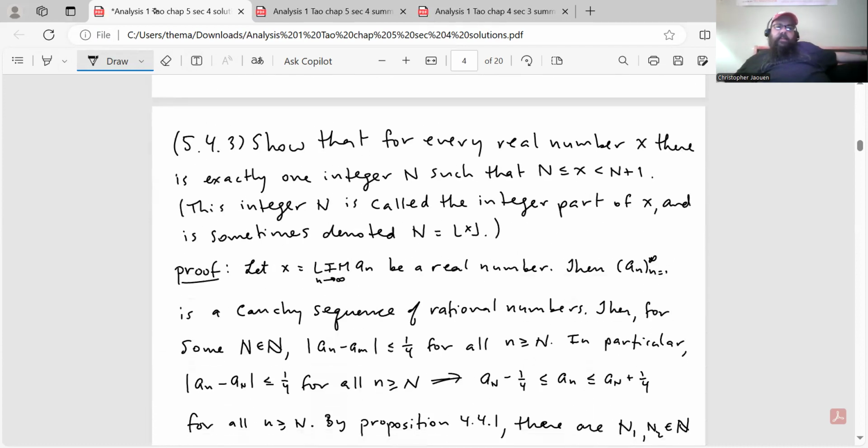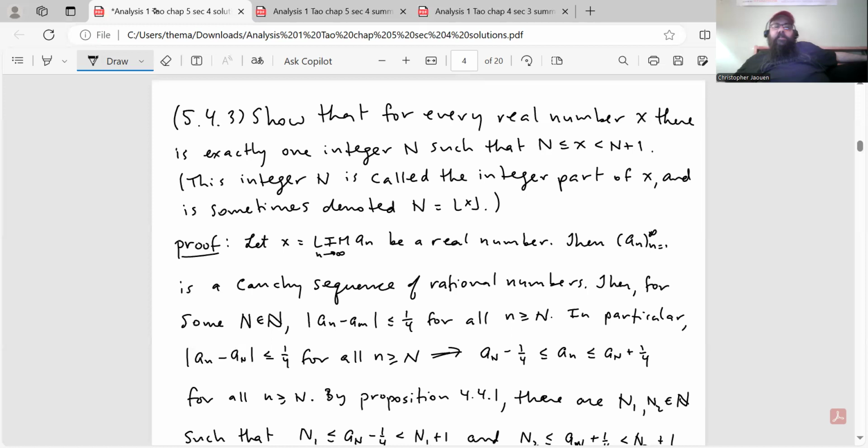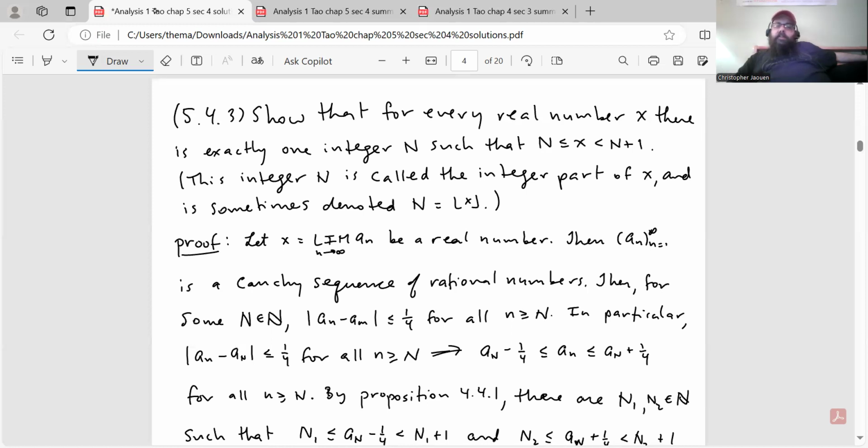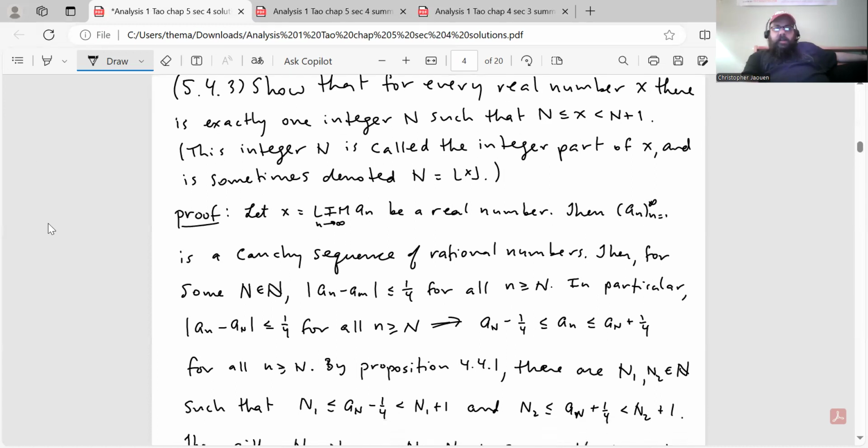Okay, exercise 5.4.3 says, show that for every real number x, there is exactly one integer N such that N ≤ x < N + 1. And then he just says here that this integer N is called the integer part of x, and sometimes it's denoted by this symbol here. This is sometimes read as the floor of x. We've actually seen that function already in Spivak, so hopefully it's not new to you guys.